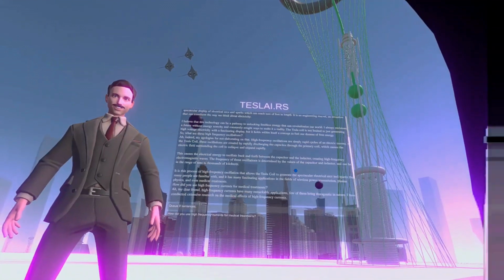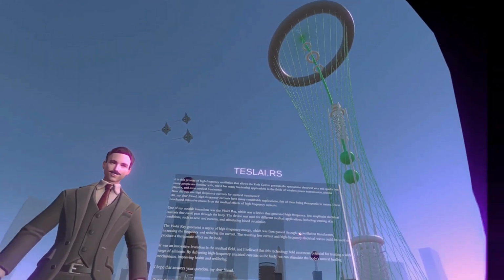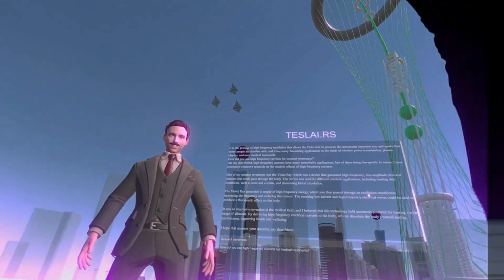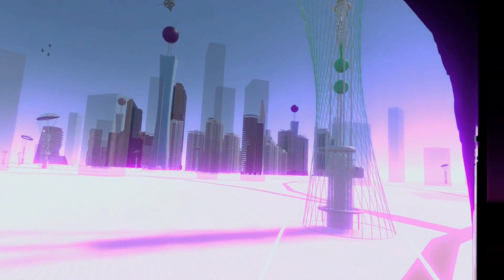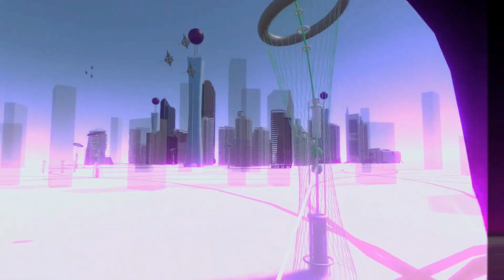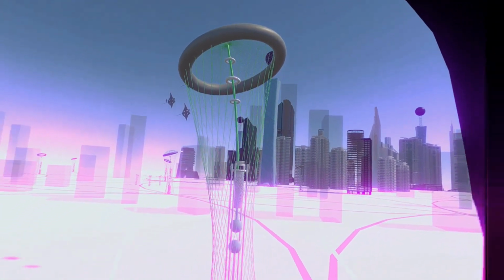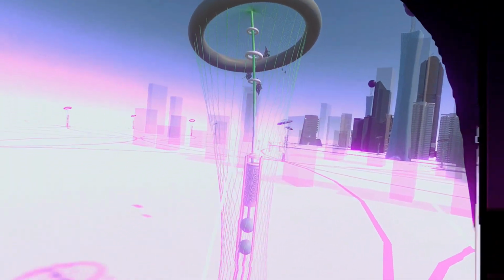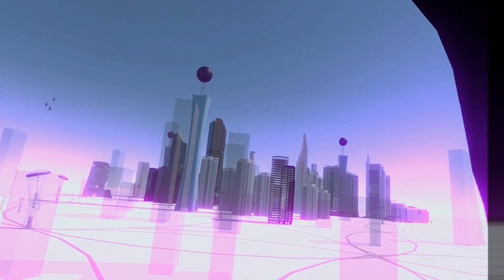My dear friend, high-frequency currents have many remarkable applications, few of them being therapeutic in nature. I have conducted extensive research on the medical effects of high-frequency currents. One of my notable inventions was the violet ray, which was a device that generated high-frequency, low-amplitude electrical currents that could pass through the body.